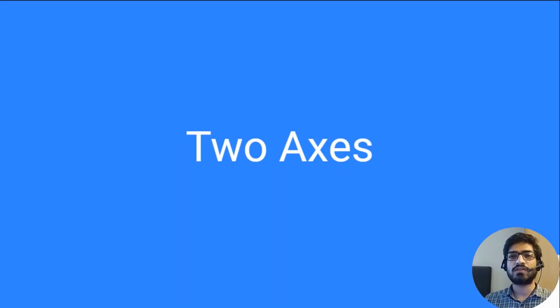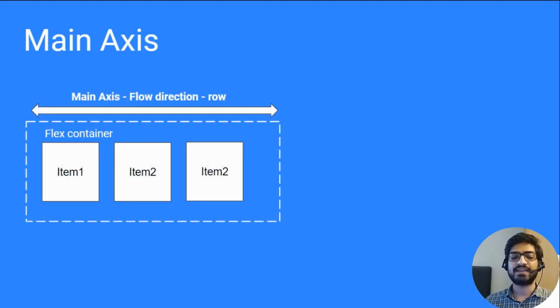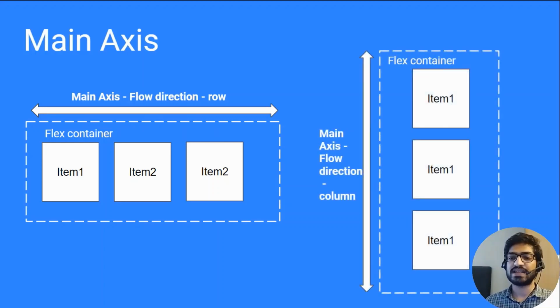Let's take a look at what the main axis is. The main axis is defined by the direction of the flow. So in the diagram, we can see there is a flex container, and the flex container has three flex children: item 1, item 2, and item 3. And the flow direction is row. That is, the main axis will be a horizontal line. In the next example, we see a flex container with items and the flow direction is column. So in this case, the main axis will be a vertical line.